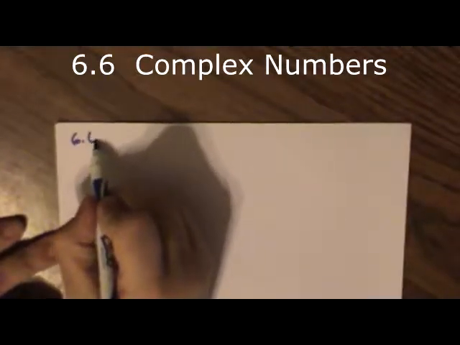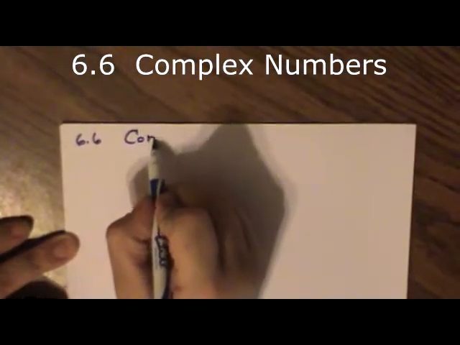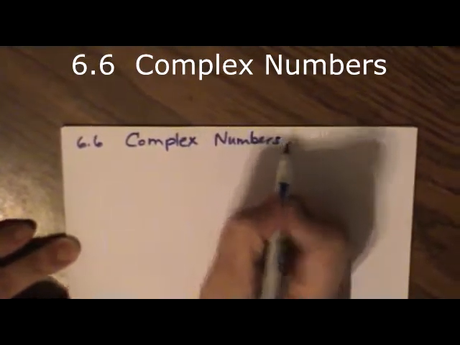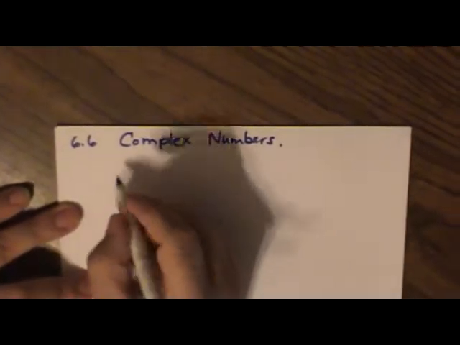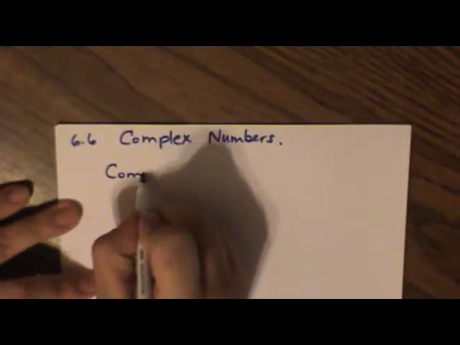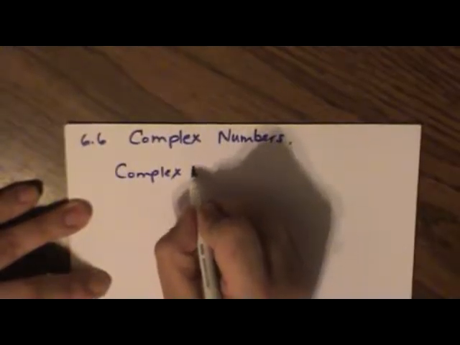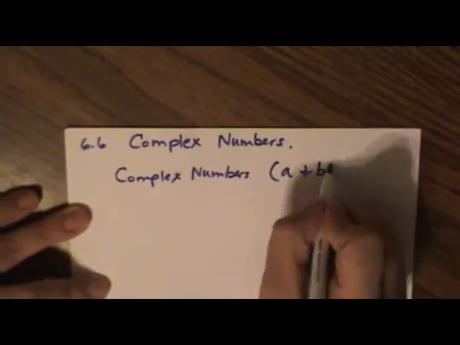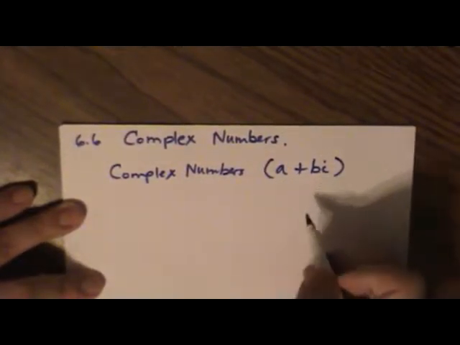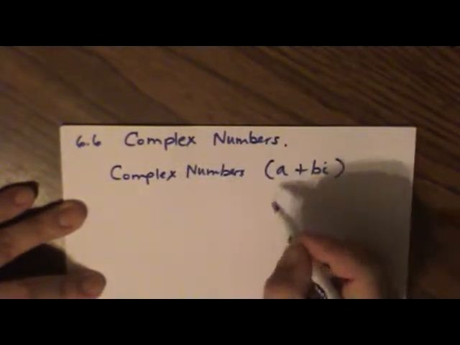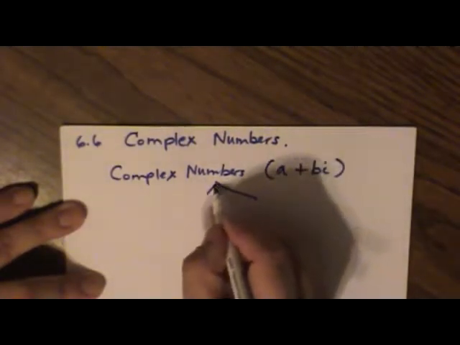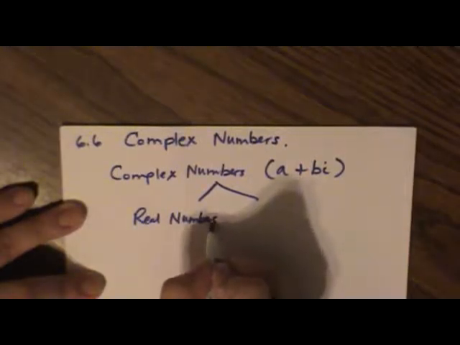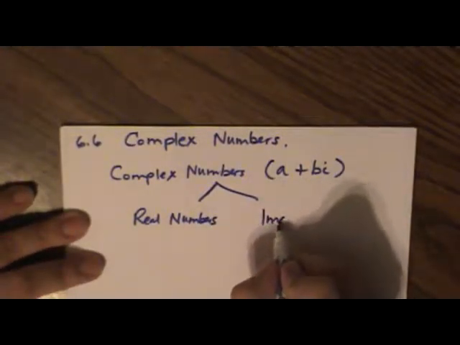This section is 6.6 and it covers complex numbers. Complex numbers are actually written like this: a plus bi, where the i is the imaginary number. So you can break these down. You have one part that's real numbers, and then you have imaginary numbers.